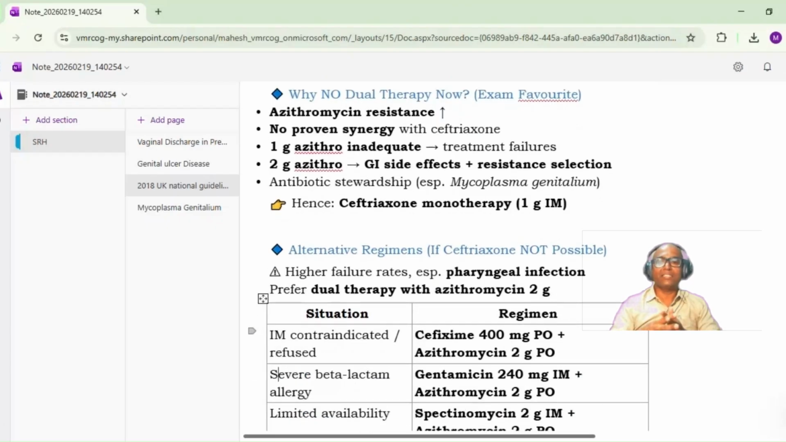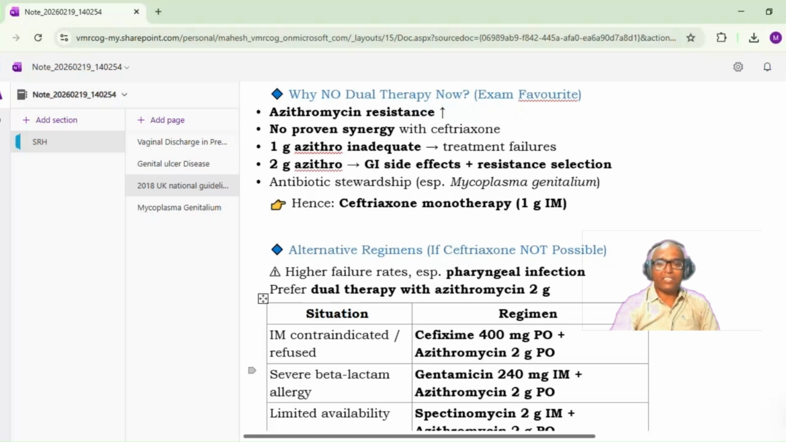With higher failure rates, especially for pharyngeal infections, prefer dual therapy with azithromycin 2 gram. Okay, so these are the alternative regimens. Okay, if IM is contraindicated or refused, then oral treatment can be used. Cefixime 400 milligram per oral plus azithromycin 2 gram per oral.